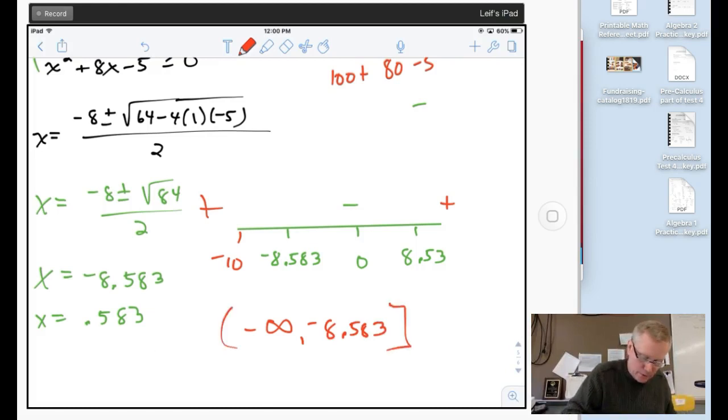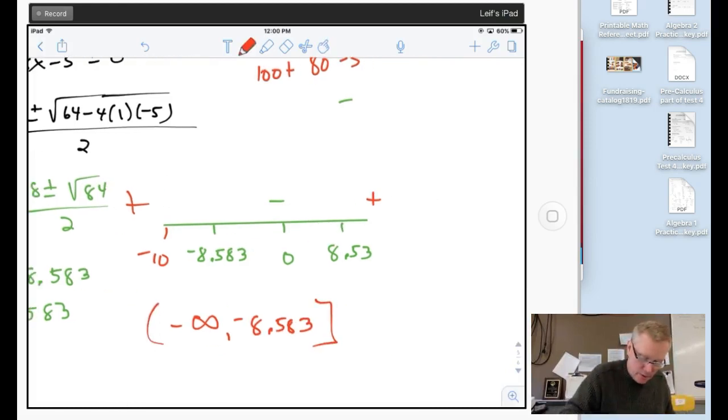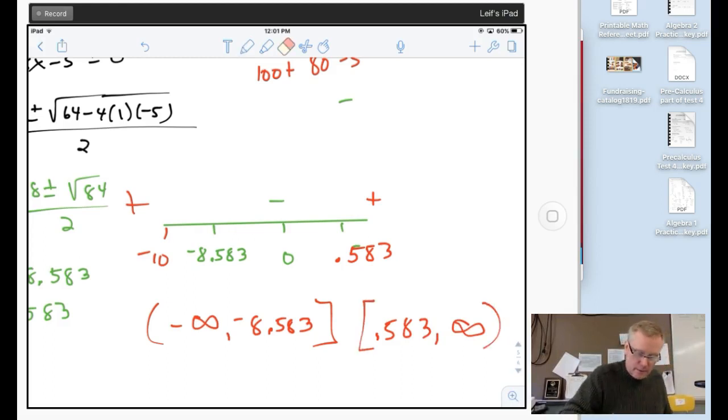That one's included, this one's not. And then it starts up again at, this should have been 0.583. Sorry, I wrote that wrong. So it starts at 0.583 and then goes to infinity. This one is included, that one's not, okay? So those are your solutions, all right?